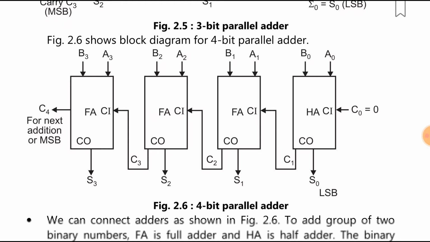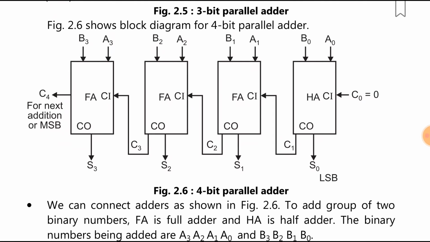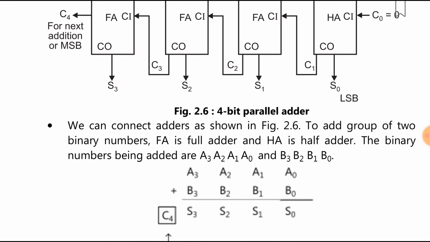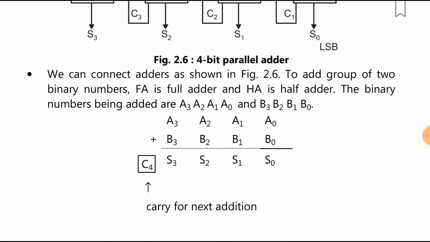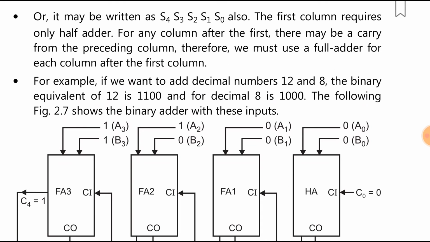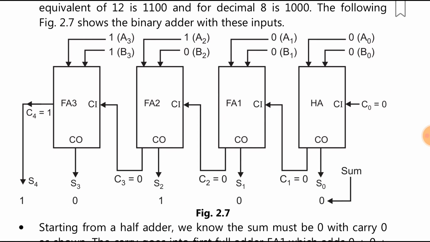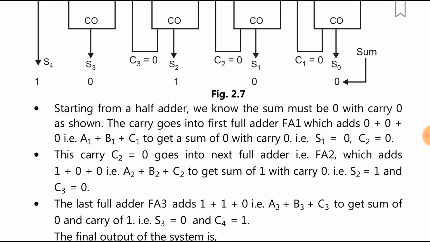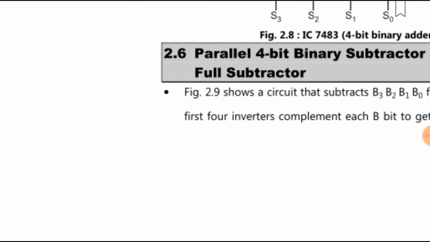If I want to add 4 bits in parallel, I have to use one extra full adder circuit. So likewise I can make the addition. We can connect adders as shown in the figure to add groups of 4 bit binary numbers. FA is a full adder and HA is a half adder. The binary numbers being added are A3, A2, A1, A0 and B3, B2, B1, B0, which form the sum S3, S2, S1, S0 and carry C4, the carry for the next addition. Here it is a 4 bit adder with one half adder, so starting from the half adder I can do it like this.